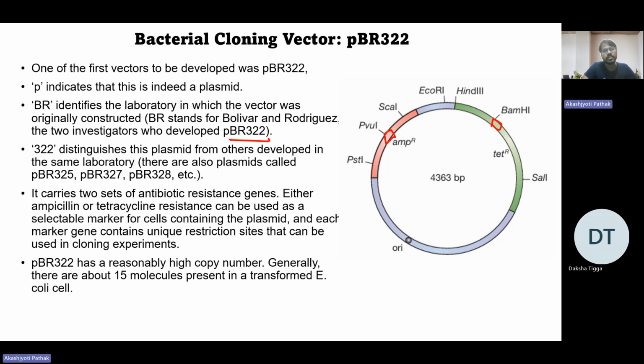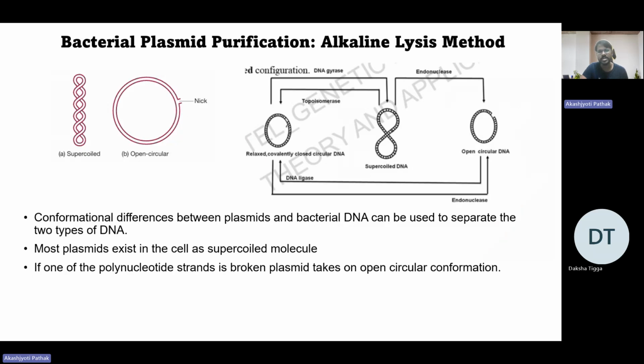I think we all have studied in class 12 how we can screen, so I'm not going into detail. It carries two sets of antibiotic resistant genes, either ampicillin or tetracycline resistant, and can be used as a selectable marker for cells containing the plasmid. Now, pBR322 has a reasonably high copy number. So all these are different features: it has two selectable markers, and it has a high copy number.